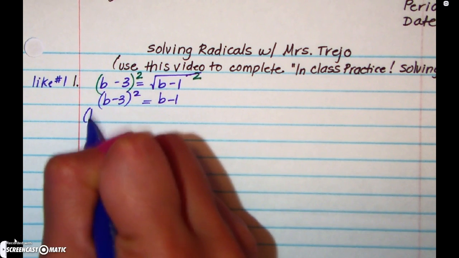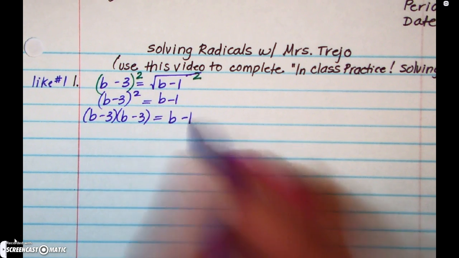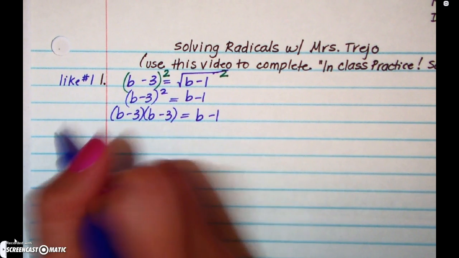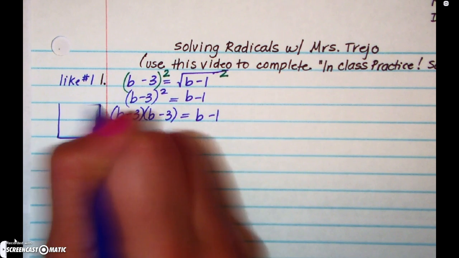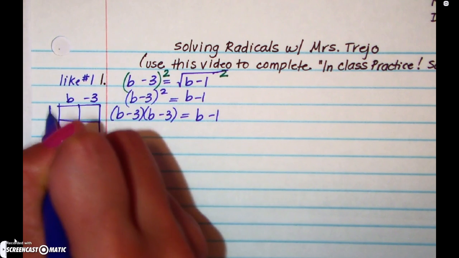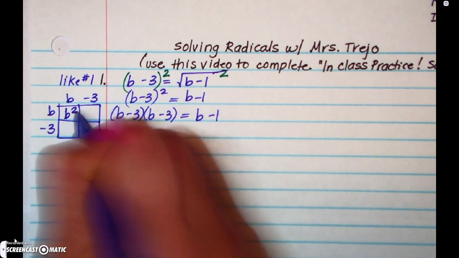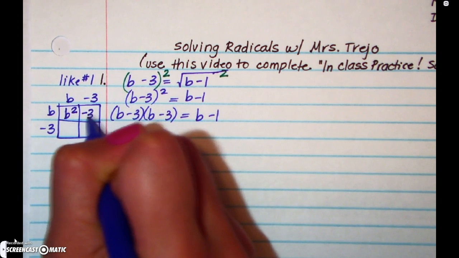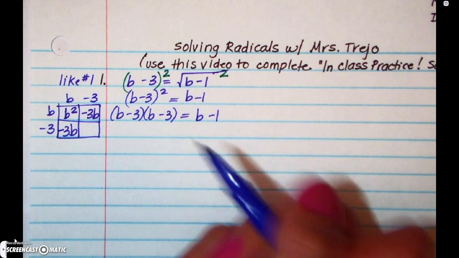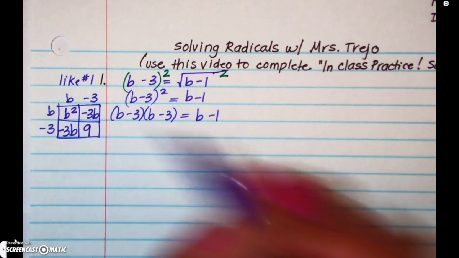I need to simplify, or I guess FOIL, the left side. So that means I want to multiply b minus 3 times itself twice. Now, some of you guys like the box method. I like the box method too. I think it makes our life easy. So we're going to put b minus 3 times b minus 3. What's b times b? b squared. And b times a negative 3 gives you negative 3b. And b times a negative 3 gives you negative 3b. Negative 3 times a negative 3 is a positive 9.